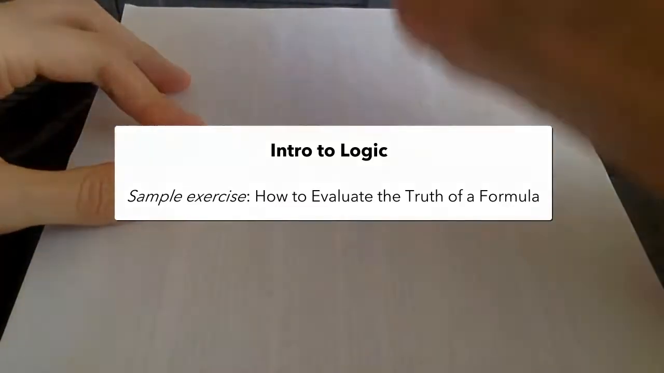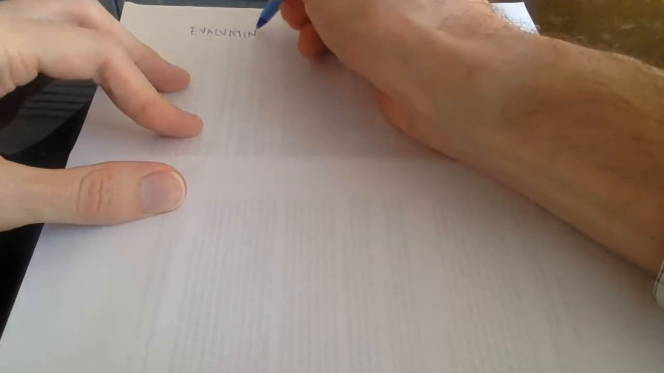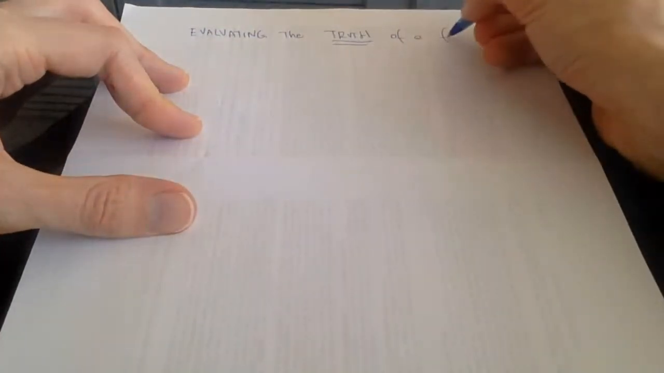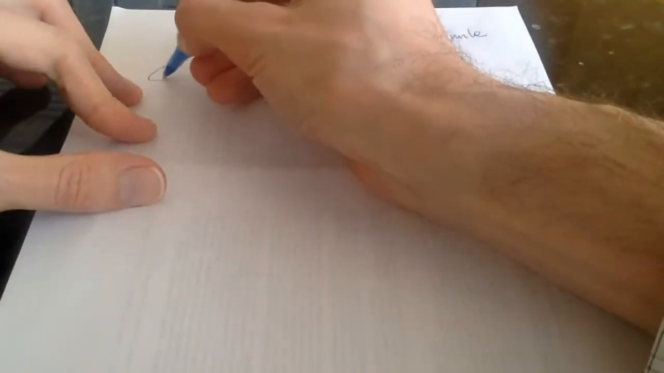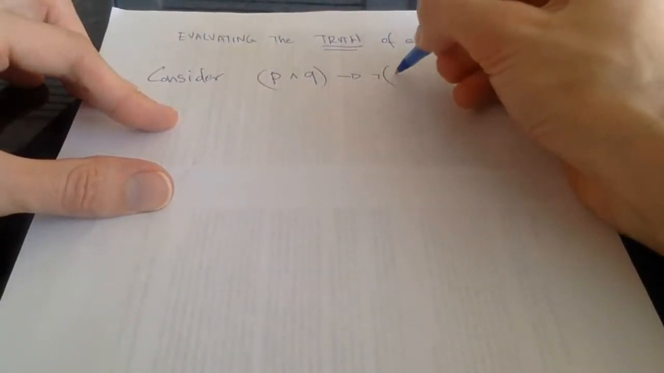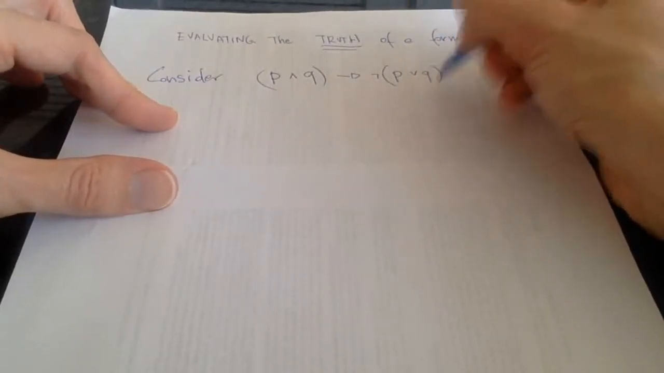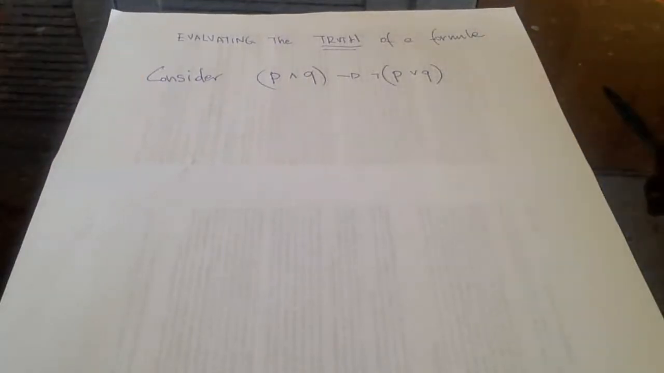So this exercise is about evaluating the truth of a formula. So consider the following formula. P and Q implies not P or Q. And the exercise is to evaluate the truth value of this formula.